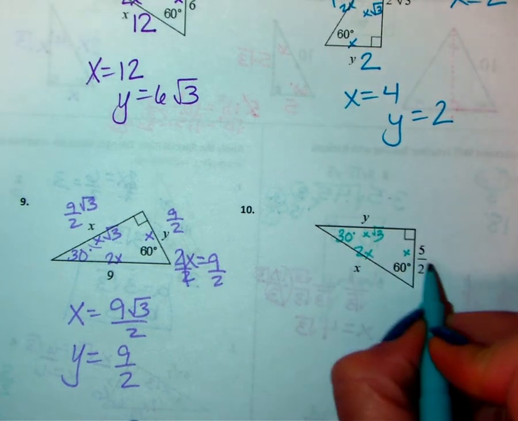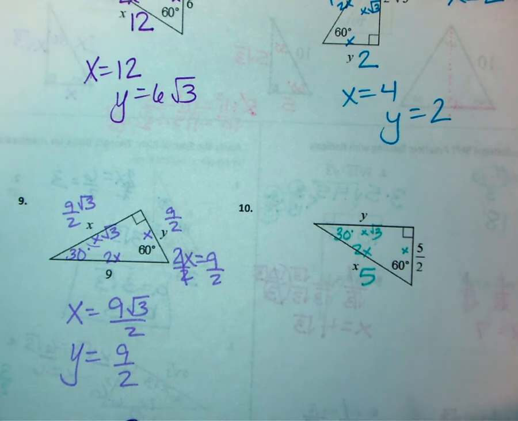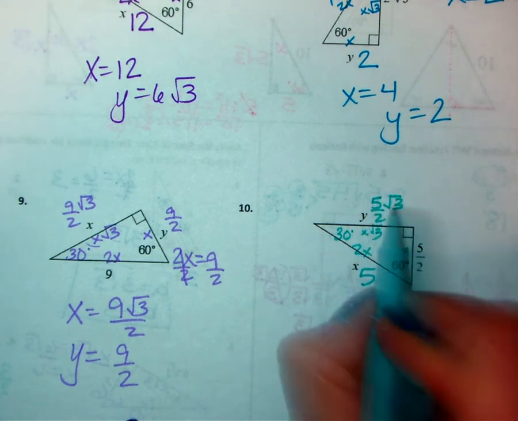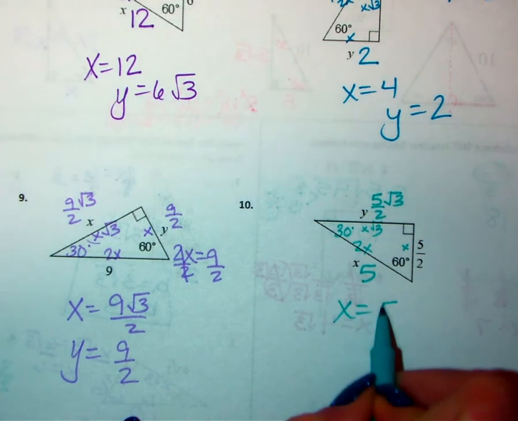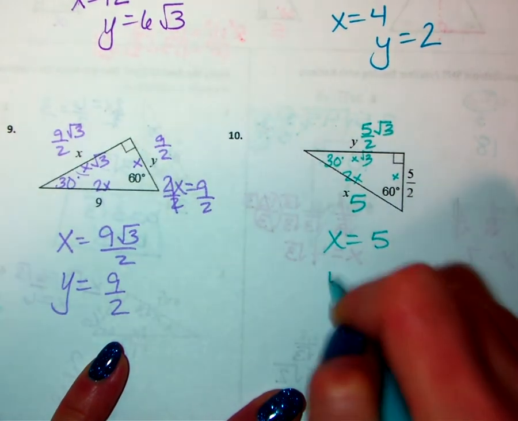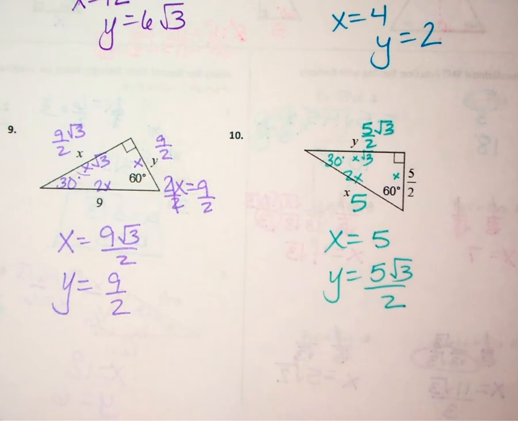Okay, so here my x is 5 over 2. So 5 halves times 2 gives me 5 here. X times the square root of 3. So here my x is 5, because that's my hypotenuse. Okay, and the other leg is 5 square root of 3 over 2. Okay, flip the page and keep on going. If you think you got it, go for it.